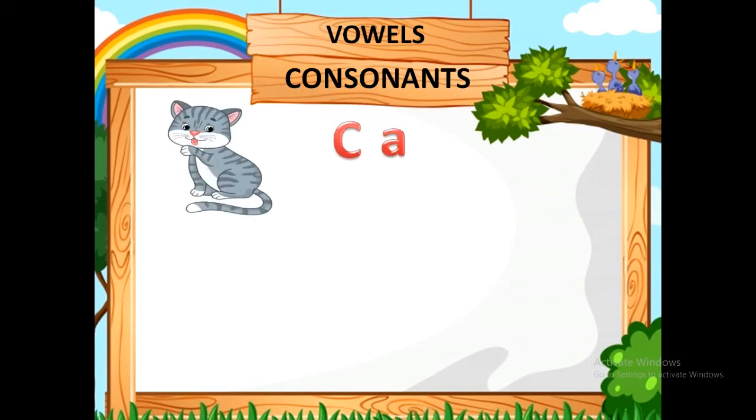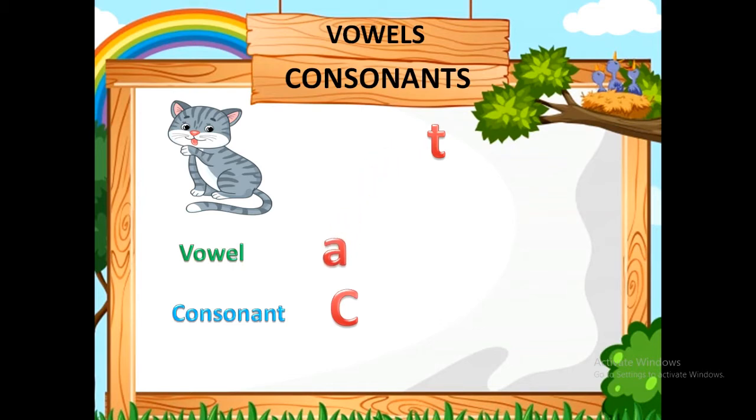Cat. C-A-T. Cat. Here, first letter is C. C is a consonant. Next letter is A. A is a vowel. Third letter is T. T is a consonant. In this word cat, one vowel A and two consonants C and T are used.